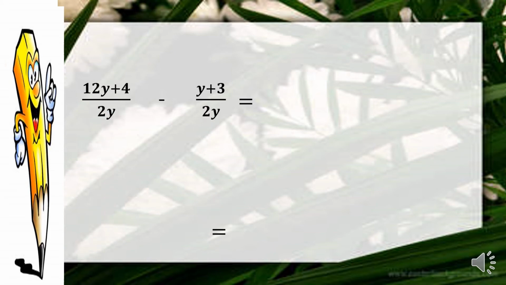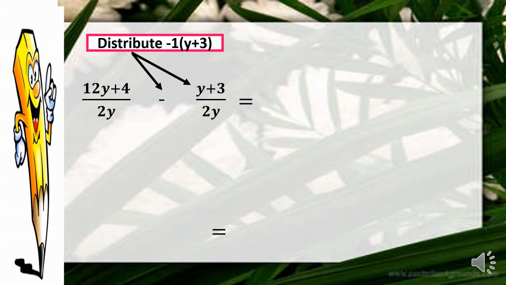Okay, so example number 2, you have 12y plus 4 over 2y minus y plus 3 over 2y. Dito, we need to do first, or distribute negative 1 dun sa ating y plus 3. Kapag dinistribute na natin yung negative 1 na yan sa ating y plus 3, ito yung magiging tsura niya. So you have 12y plus 4 over 2y, kinopya lang natin dito. Then pag na-distribute na yan, change mo yung negative dito ng positive. So you have now negative times y, that's negative y. The negative times positive 3 is equal to negative 3.